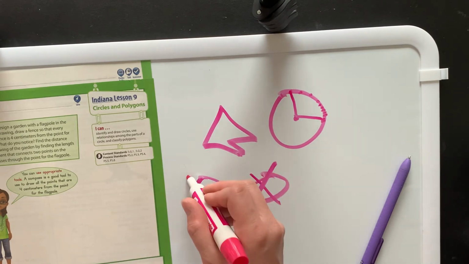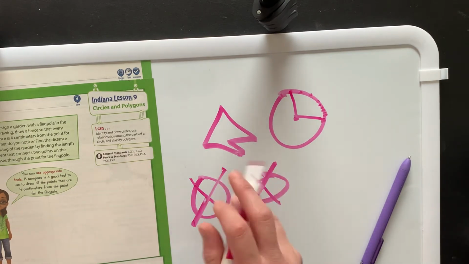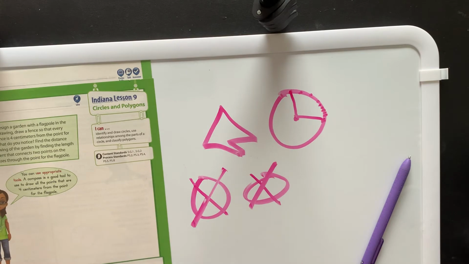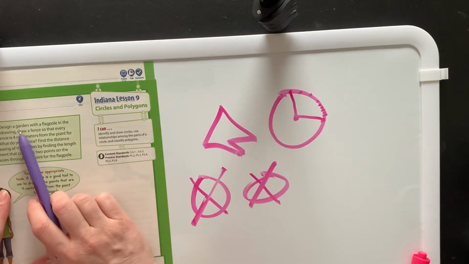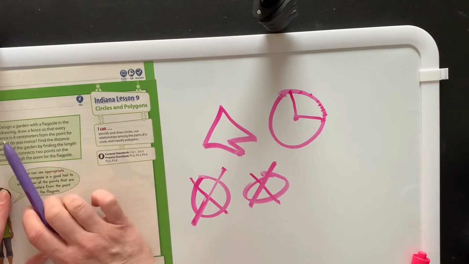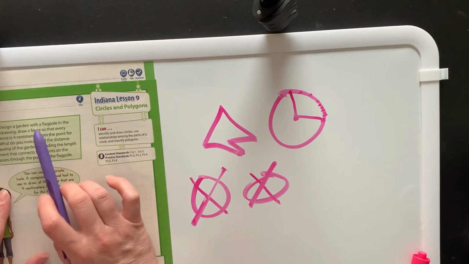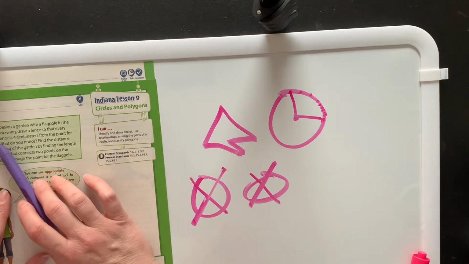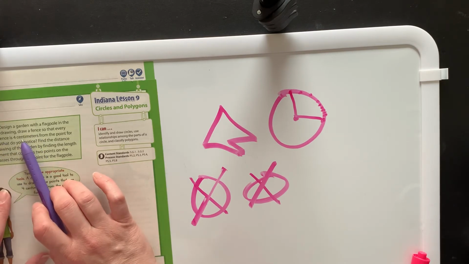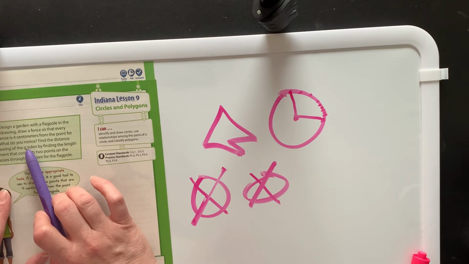And in theory, if this was perfect, this would be a circle, but we know that this is actually not a circle. Our little beginning lesson here wants us to design a garden with a flagpole in the middle. In the drawing, draw a fence so that each point on the fence is 4 centimeters from the point of the flagpole. What do you notice?